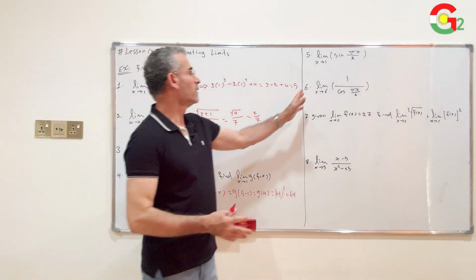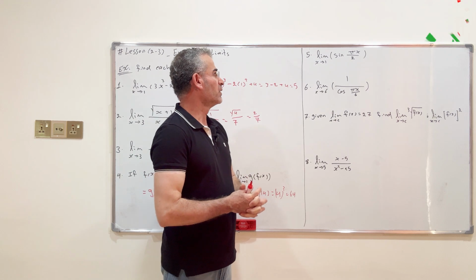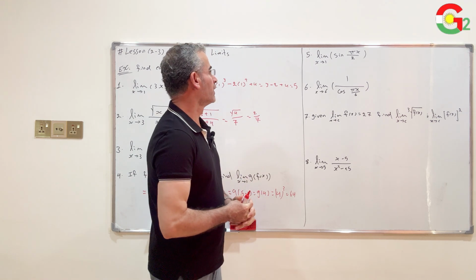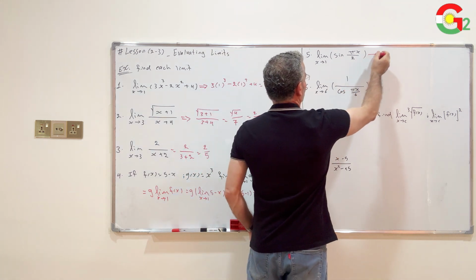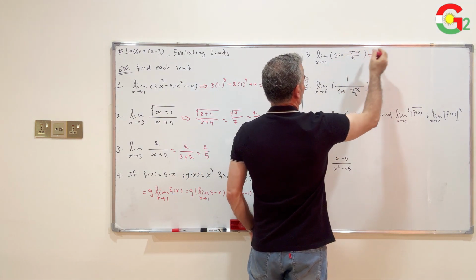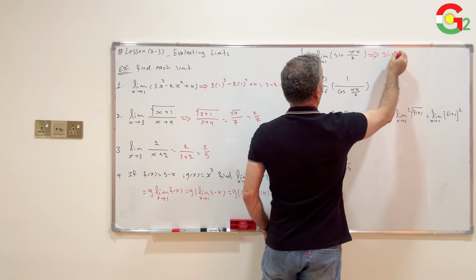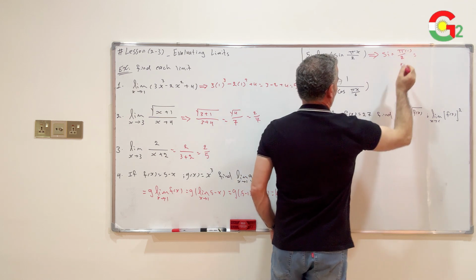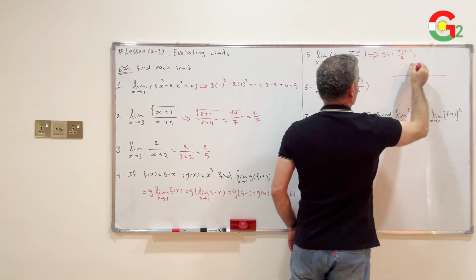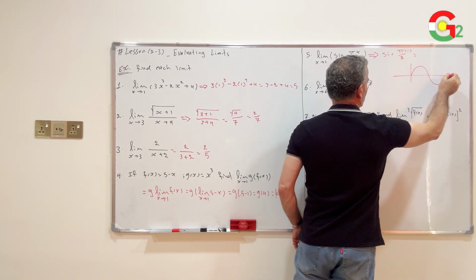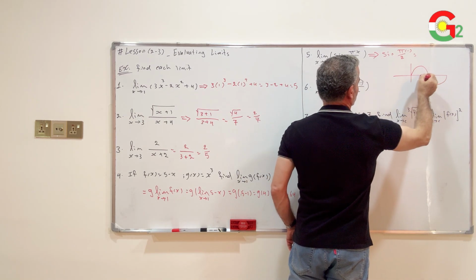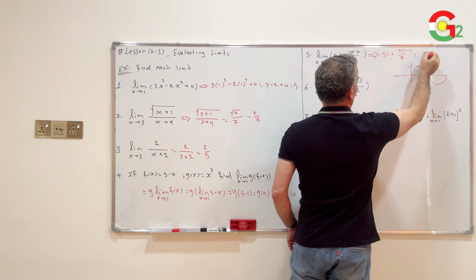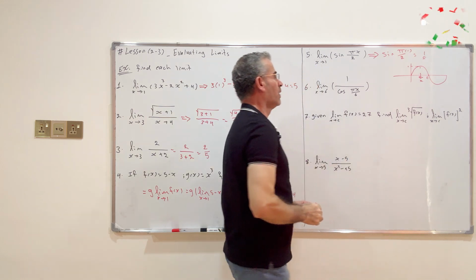Number 5, limit of a trigonometric function: limit of sine of pi x over 2 when x approaches 1. Substitute directly every x with 1, then the answer is sine of pi over 2 times 1. Sine pi over 2, on the graph of sine, at pi over 2 is 1. Then the answer is 1.